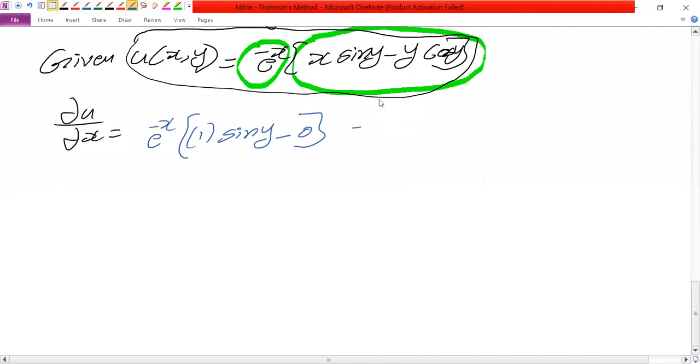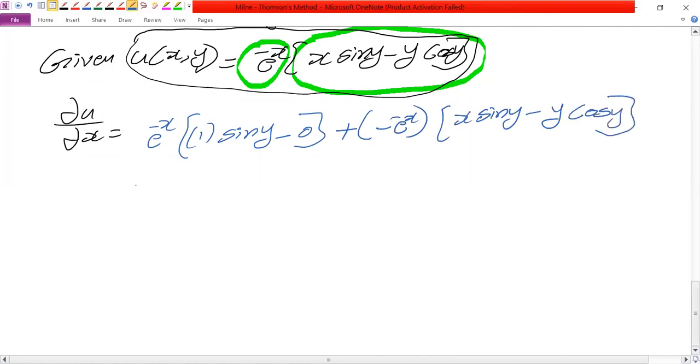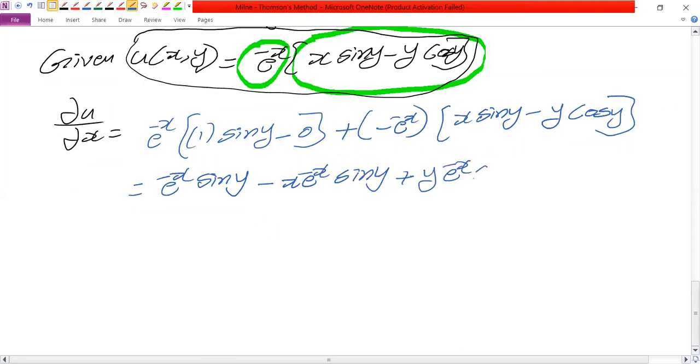Sorry, this is only u into v dash, but we need u dash into v also. So it is u into v dash plus u dash into v. The differentiation of e power minus x is minus e power minus x, into v, with no change. Then simplifying: e power minus x into sin y minus x into e power minus x into sin y plus y into e power minus x into cos y. This is our dou u by dou x.